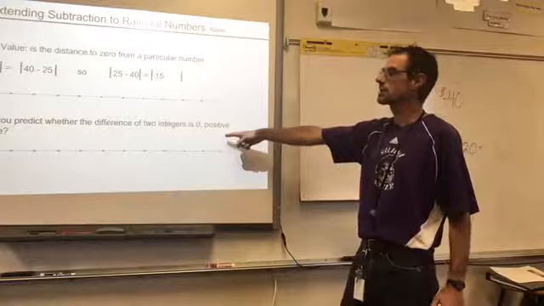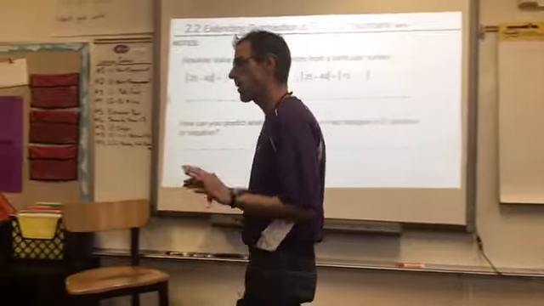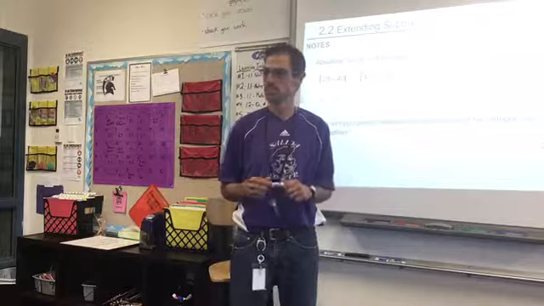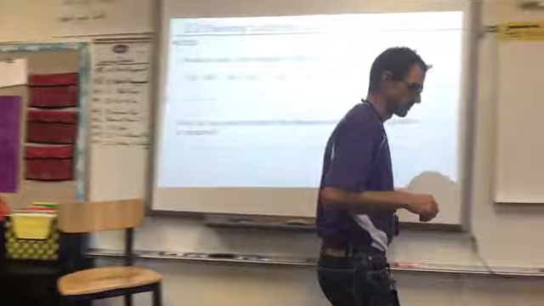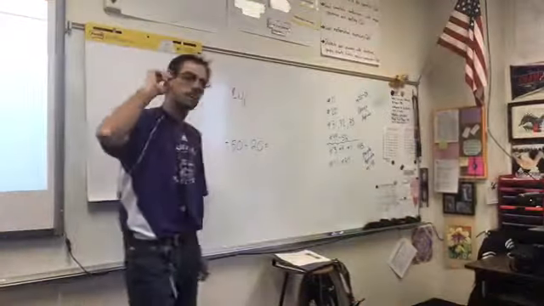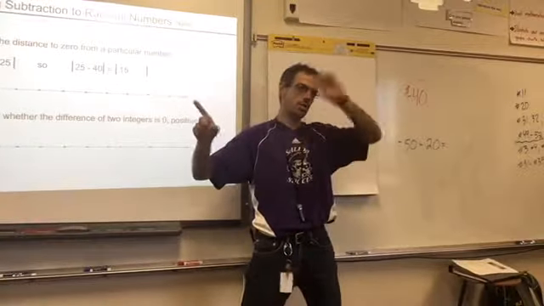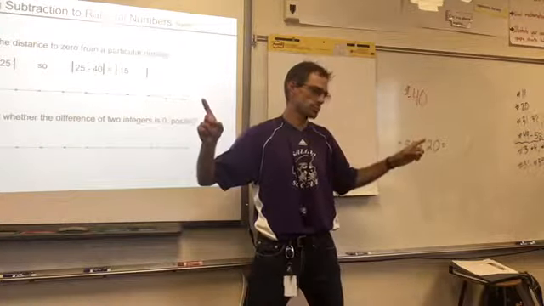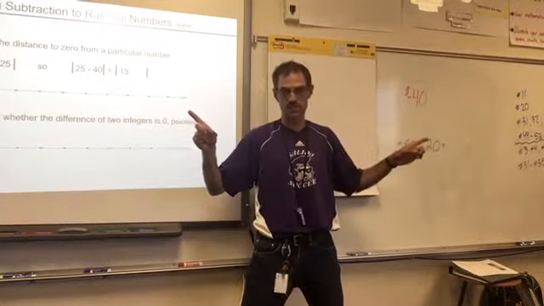So here, how can you predict whether the difference of two integers is 0, or positive or negative? Tell me, what is an integer, first of all? Connor? The distance between one number and another number. Not exactly. Integers are numbers and their opposites, and they're whole numbers. They're not decimals. They're not rational numbers.